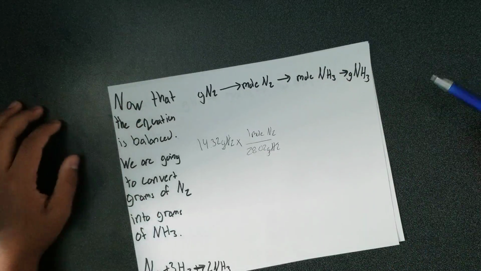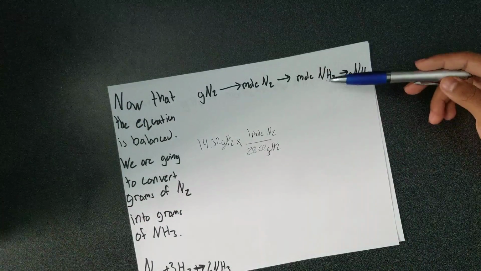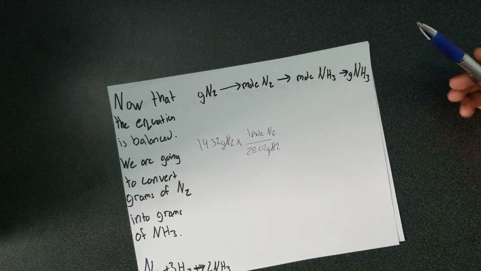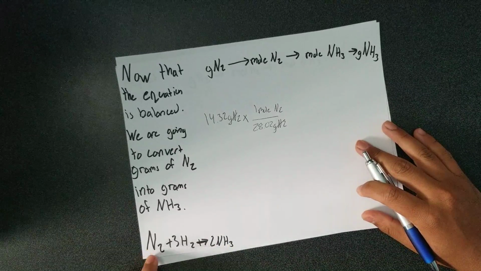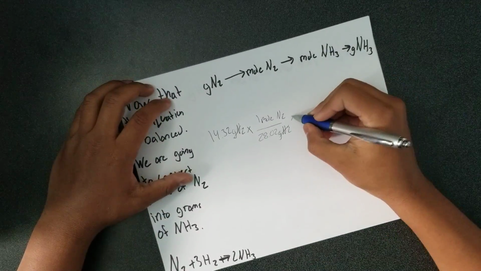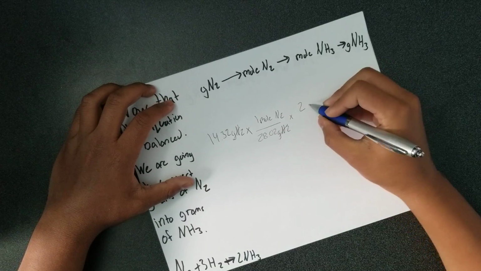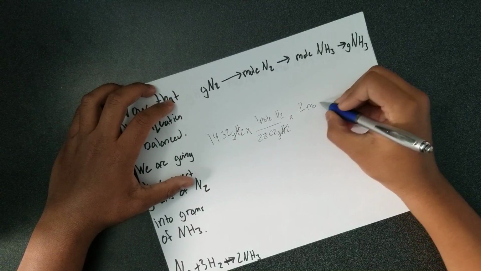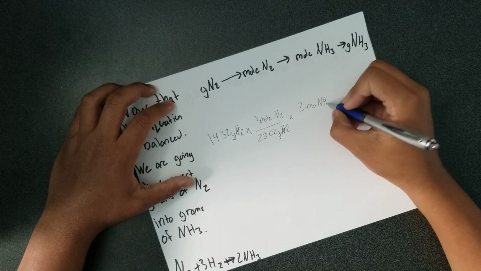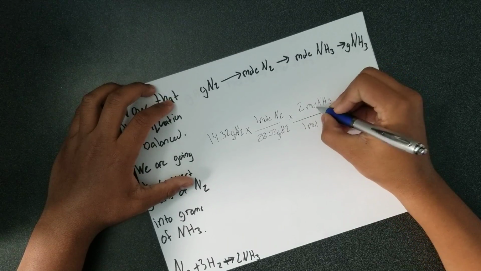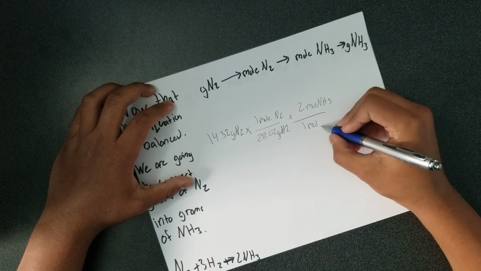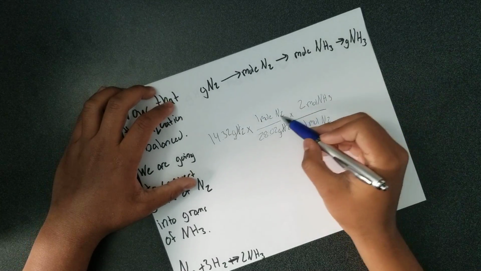Now to the next step. We're going to have to find the mole-to-mole ratio of NH3 to N2. However, since we balanced the equation, we know that 2 moles of NH3 is 1 mole of N2. So we can write that down: 2 moles of NH3 per 1 mole of N2. Now this crosses out.